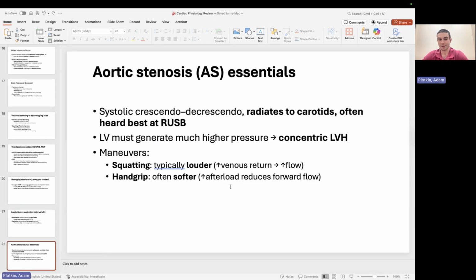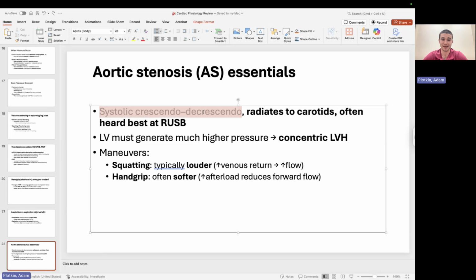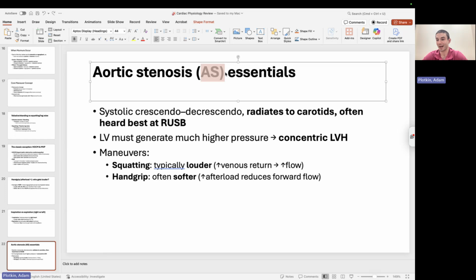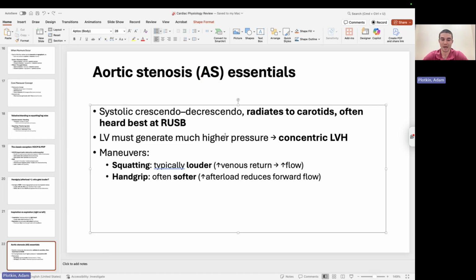So, just a real quick review of some of the higher yield murmurs. Aortic stenosis is classically a systolic crescendo-decrescendo murmur. It radiates to the carotids and it's often best heard at the right upper sternal border. We've already talked about why this is a systolic murmur when it's stenosis, right? So go back to my description of why that occurs. The left ventricle has to generate much higher pressures to pop open this stenotic valve, so we can get what's called concentric left ventricular hypertrophy.